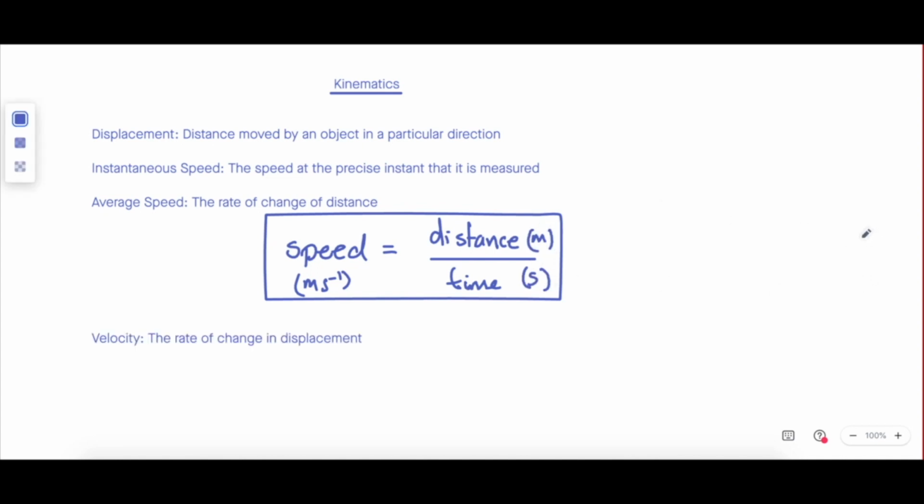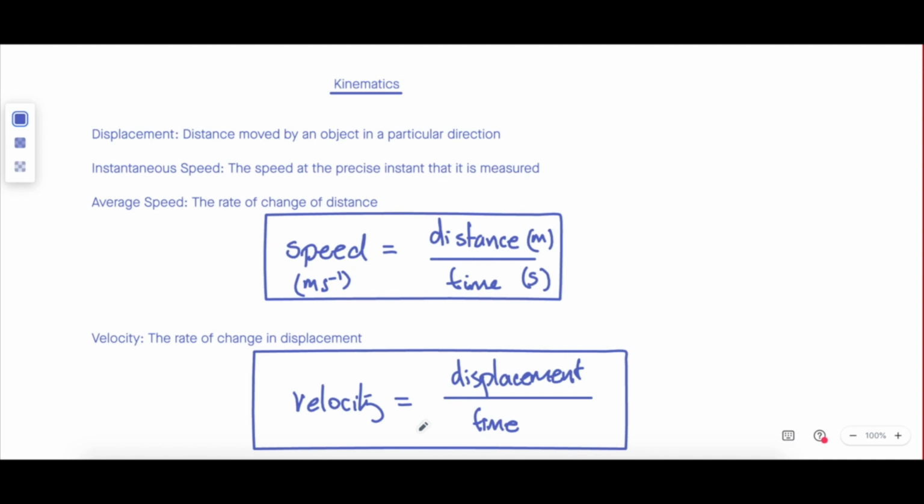So next up, we've got velocity, which is the rate of change in displacement. Displacement is different to distance. It's the vector form of distance. So it's distance in a particular direction. For that one, it'll be very similar. You just write instead that velocity is equal to displacement over time this time. So that'll be again meters per second for velocity, meters for displacement, and seconds for time.